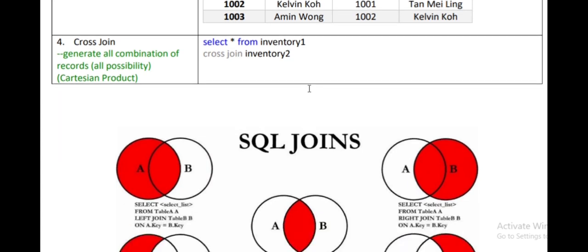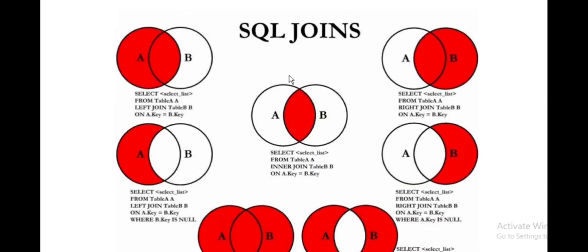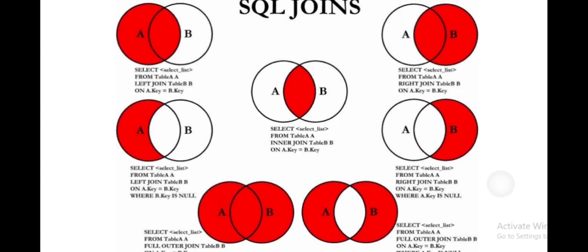SQL joins. These are the visual representation of SQL joins. We start from the left, where there are two tables, A and B. Select list from table A left join table B on A.key equals B.key. This code snippet will select the whole red part shown in this picture, which includes part of A and the part common to both table A and B.